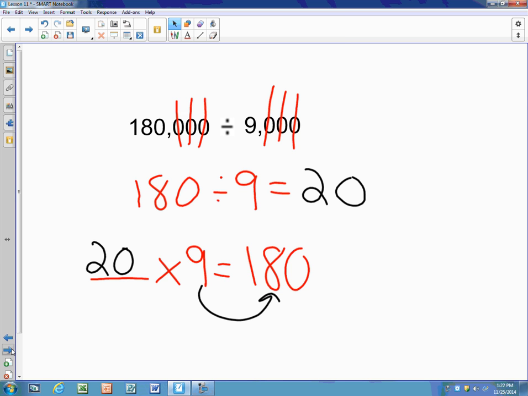And that is how I use the zero rule for division to help me not have to do long division.